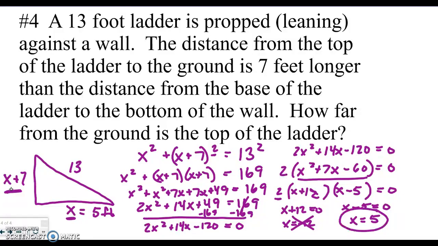All right, so what is that dimension? Simple enough. If I know that this is 5, I add 7 to it. So my dimension here is 12 feet. So when they ask the question, just solving for x is not necessarily always the end of the problem. It doesn't mean you're done. You have to answer their question. Clearly it says how far from the ground is the top of the ladder. So from here to here, what's that distance? We just figured it out. It's 12 feet.